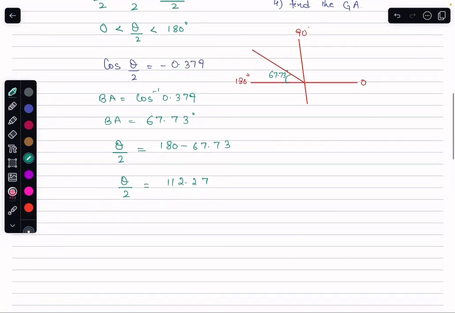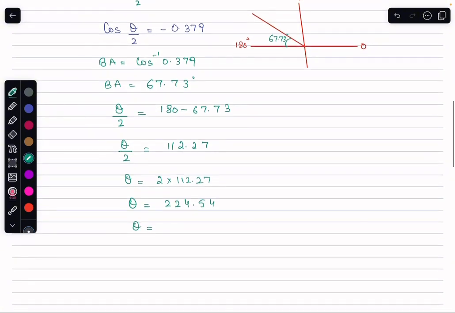So finally, to get the theta value, I should say it's 2 times 112.27, meaning this 2 here should get multiplied by 112.27, and that gives me the answer as 224.54. And finally I can say that my theta value up till 1 decimal place is 224.5 degrees here. So then this is going to be the final answer for this question.